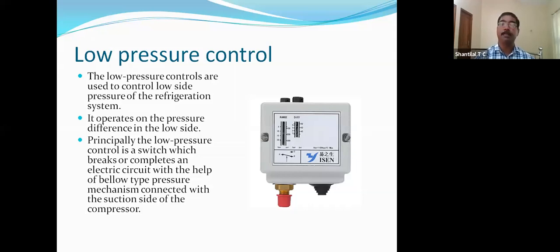Why is the pressure decreasing? Suppose any block happens in the refrigeration cycle, the low pressure will decrease. Another reason is if the gas is undercharged, low pressure will result. Another is leakage. If gas is leaked, then sufficient pressure is not created on the low side. Under these conditions, the low pressure cutout will switch off the system. When the pressure comes back to normal, that means 40 psi, it will switch on the system.